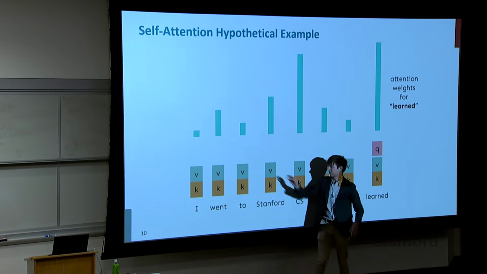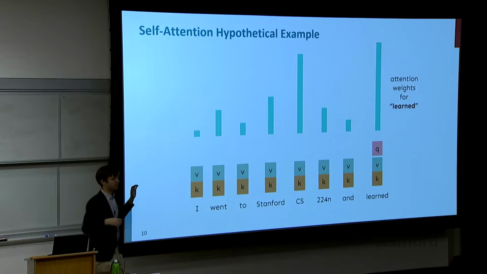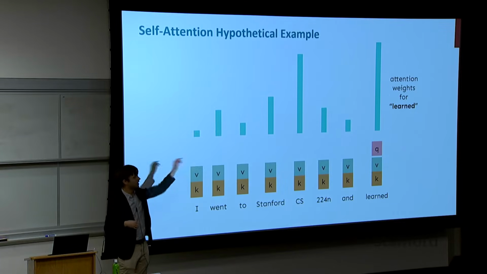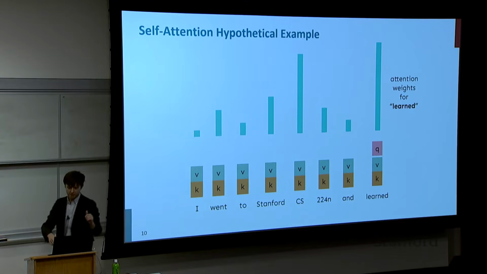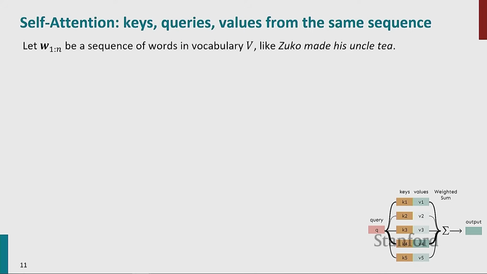So you sort of look across the whole sentence and build up this soft accessing of information across the sentence in order to represent "learned" in context. OK, so this is just a toy diagram. So let's get into the math.